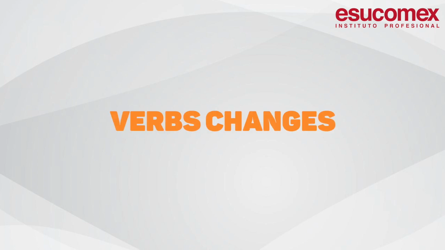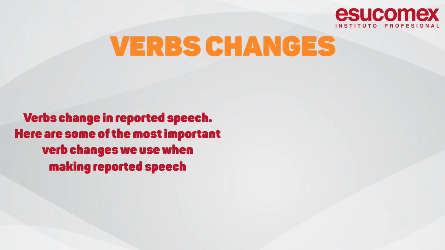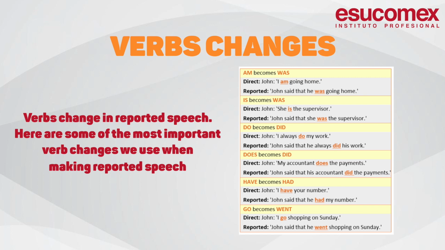Verb changes. Verbs change whenever we use reported speech. Here are some of the most important verb changes when using reported speech. Pay attention to the sentences. Am becomes was. John says, "I am at my house." This sentence in reported speech changes to: John said that he was at his house. Pay attention to the use of possessive pronouns. Instead of my, we use his.